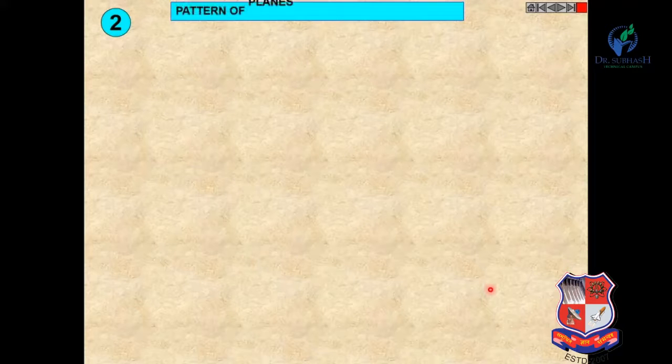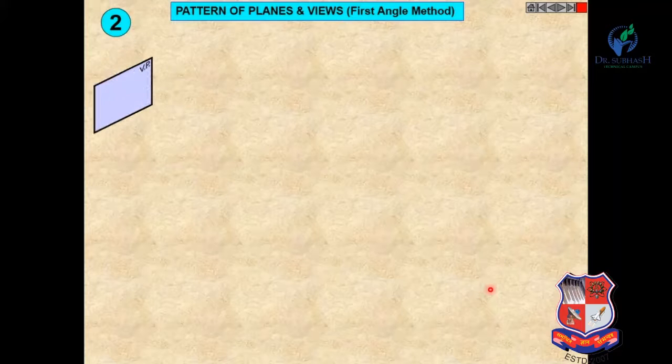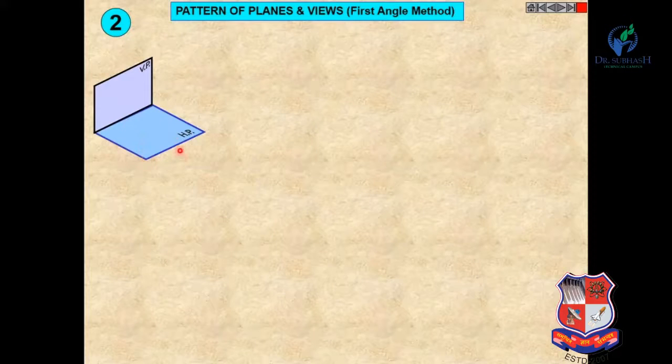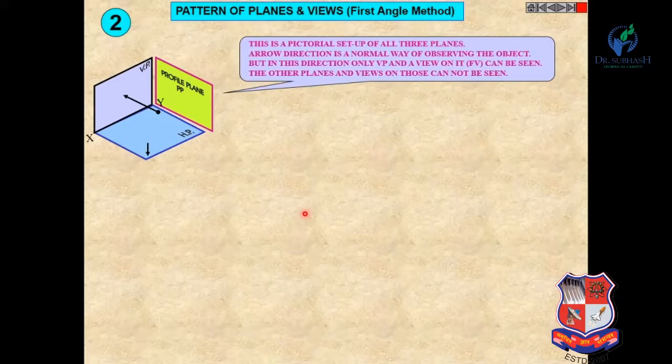Now let us see the patterns of planes and views, first angle method. You can see this plane is known as the vertical plane, VP. This plane is the horizontal plane, and this plane is the profile plane. All the principal planes are perpendicular to each other. The intersection line between HP and VP is XY. This arrow shows the direction of the observer. Now this is the pictorial setup of all 3 planes.